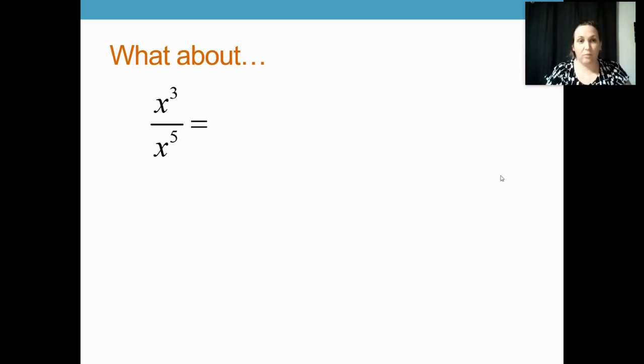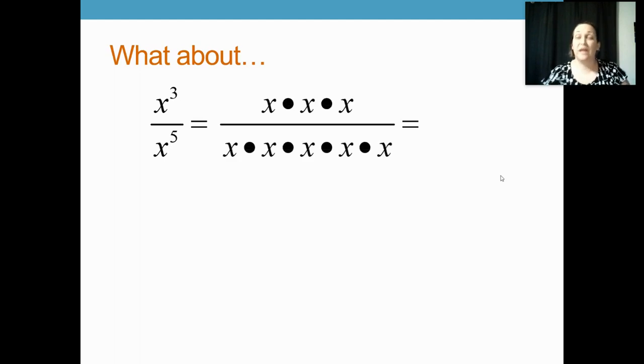So in this problem, with an x to the third on top, I'm going to write 3 letter x's on the top. And then with an x to the fifth on the bottom, I'll write 5 letter x's on the bottom. And again, when we're canceling, we have to cancel one for one from the top with one from the bottom, until we run out on one side of the fraction. So I'm going to cancel one from the top with one from the bottom, one from the top with one from the bottom, one from the top with one from the bottom. And now at this point in time, I have run out of x's on the top of my fraction. So I can't cancel anything else.